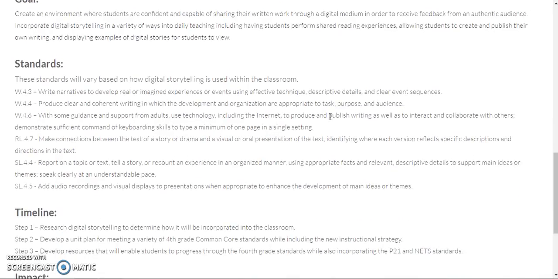When I originally typed this up for the other assignment, I started with just the writing standards because I thought, digital storytelling, we're telling stories, and I'm focused on narrative writing, so those will really be the standards that this project focuses on. However, as I continue to research and find all different uses, I realize that several other standards are covered as well, and so I revised that to include reading standards and also speaking and listening standards because I feel that all of those can be incorporated and touched on through using this strategy in different ways.